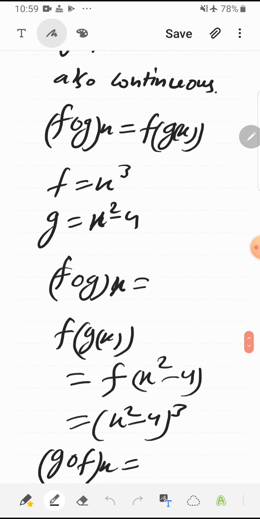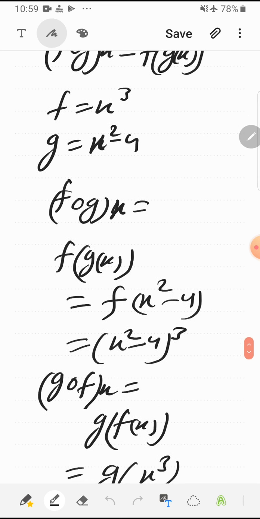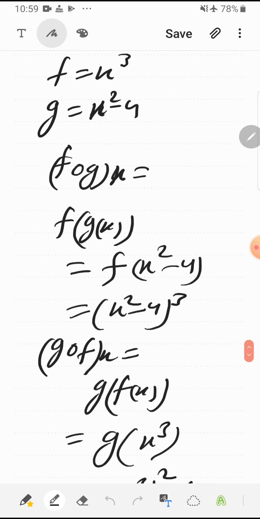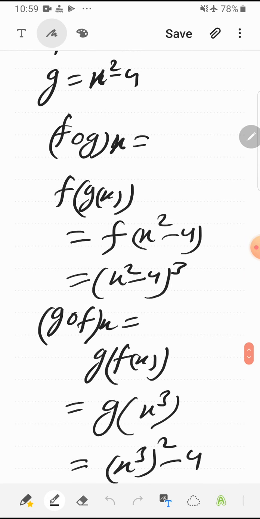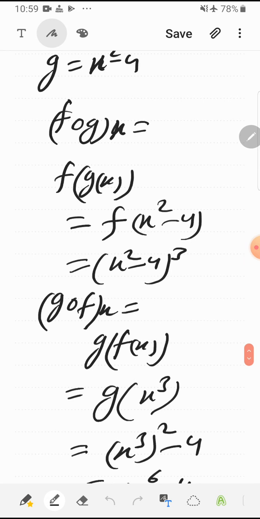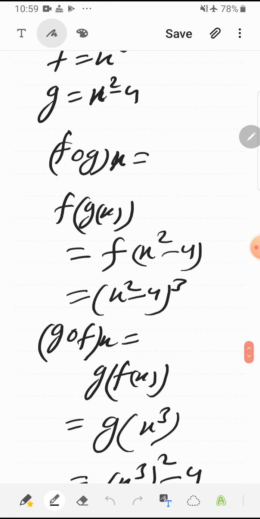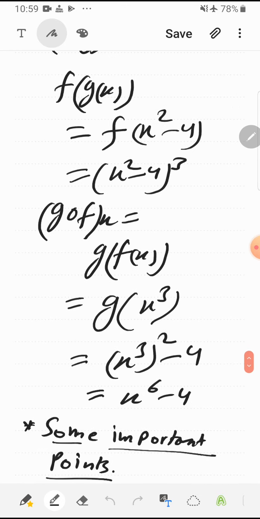Then applying the definition of f of x, which is x cube, it is x square minus 4 whole cube. Now to find gof x, it is g of f of x. So here I'll first apply the definition of f x, which is x cube. Then it is g of x cube, meaning it is x cube square minus 4. I am applying the definition of g, which is x raised to the power 6 minus 4. So this is how we calculate composite functions, and if f and g are continuous, then their composite functions, that is gof and fog, are continuous.